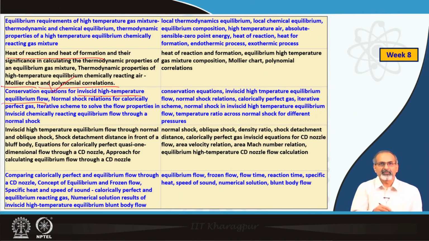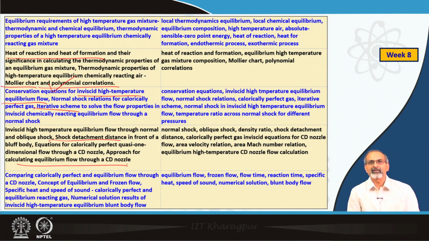We also learnt about some iterative schemes to solve for flow properties for inviscid chemically reacting equilibrium flow through a shock. Inviscid high temperature equilibrium flow through normal and oblique shocks was discussed. Shock detachment distance in front of a bluff body, equations for calorically perfect quasi one-dimensional flow through a CD nozzle, and an approach for calculating equilibrium flow through a CD nozzle, all these were discussed.